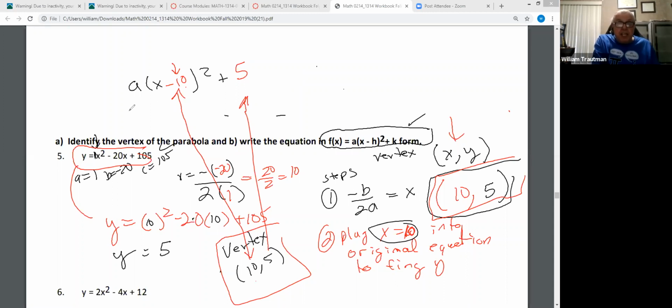And what does a equal in our equation when we did it down here? 1. So I'm changing that just to 1. And in reality, when you have a 1 there, you don't need to have anything there.